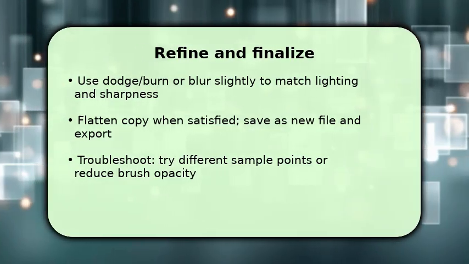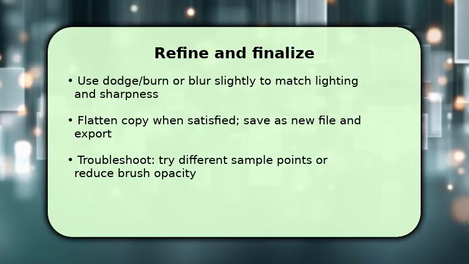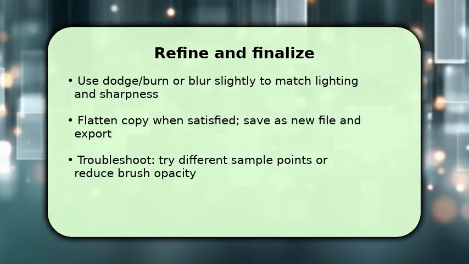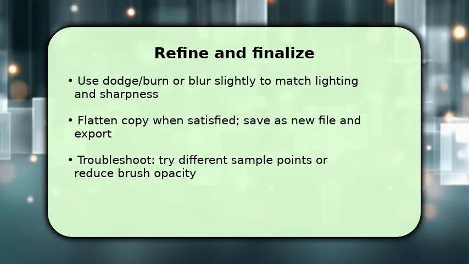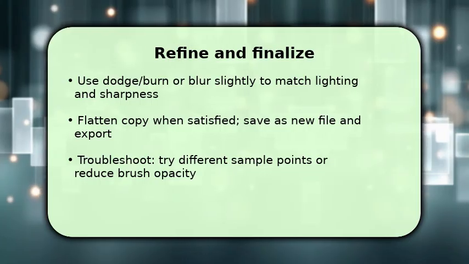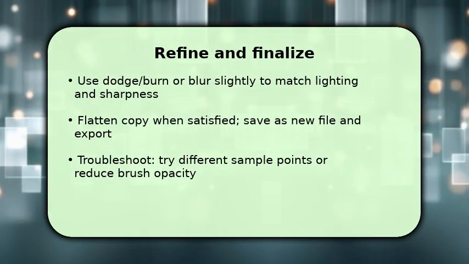Once satisfied, flatten a copy and save a new file so you keep the original intact. Export in the desired format. If something looks off, undo a few steps and try different sample points, smaller brushes, or lower opacity. Often changing the clone source or reducing brush opacity fixes visible seams quickly.